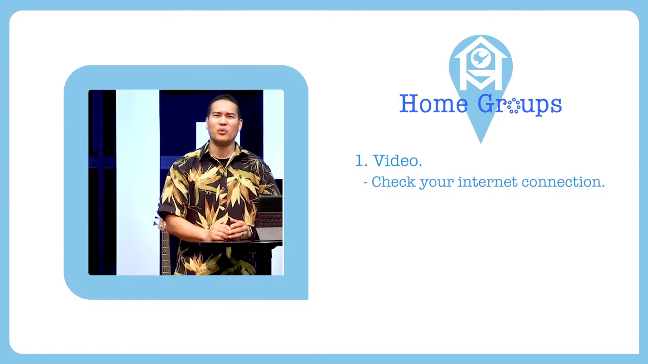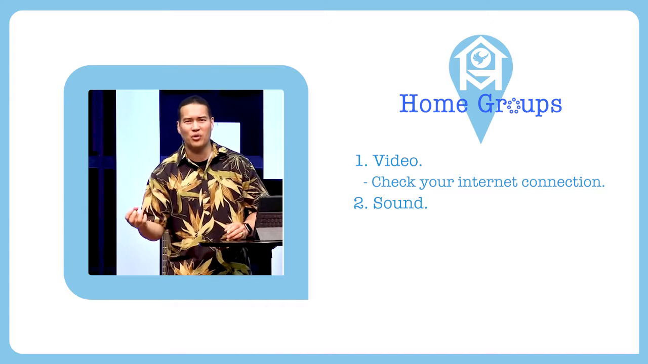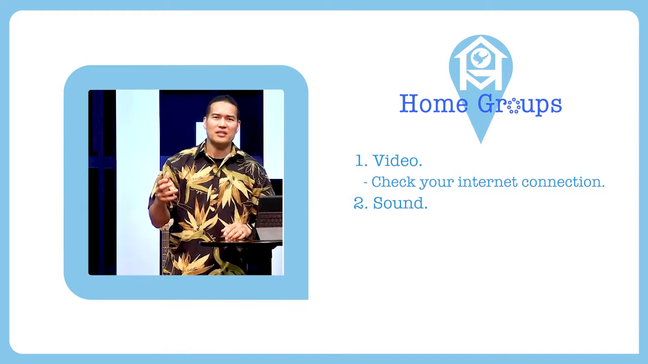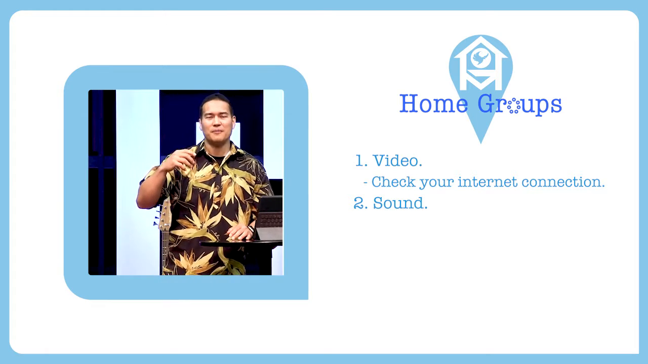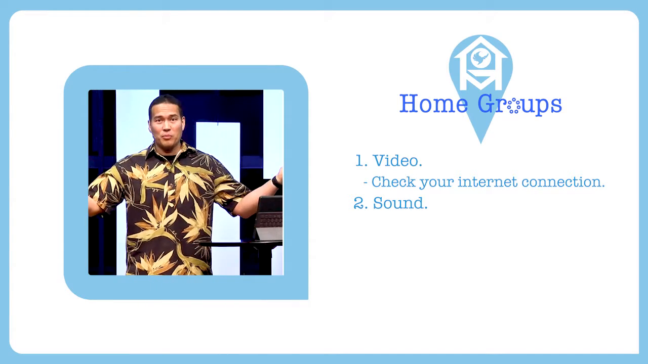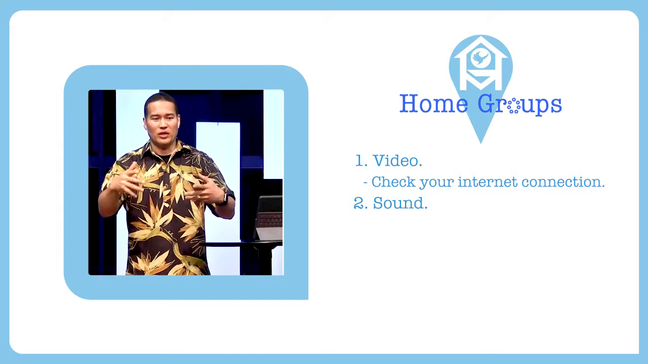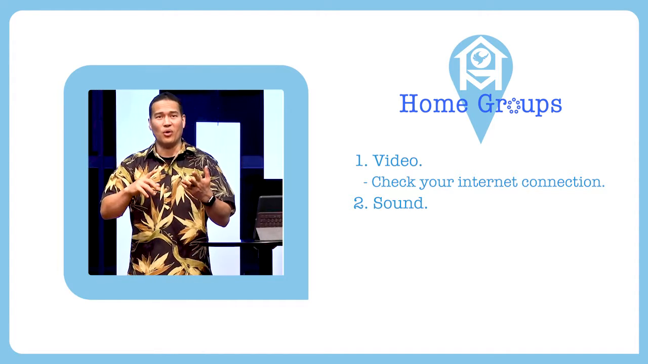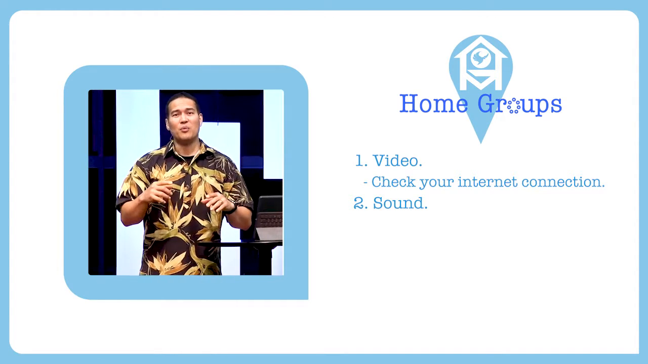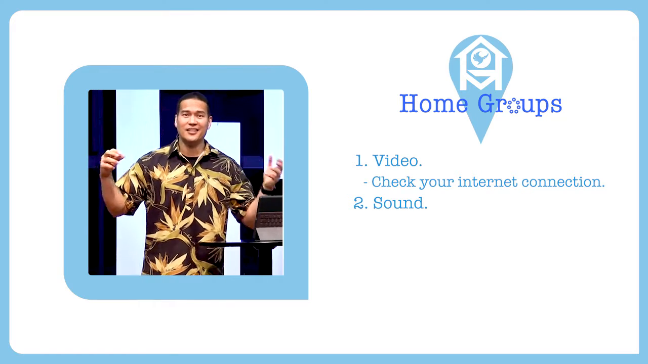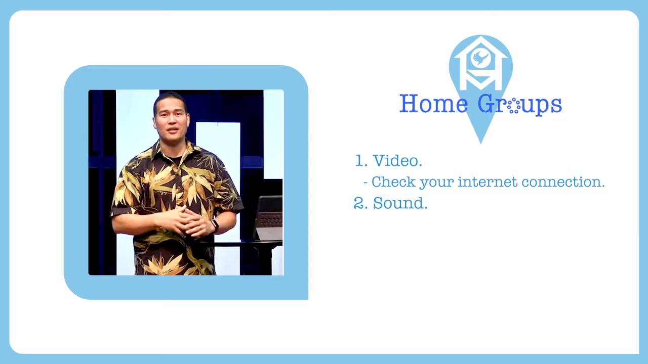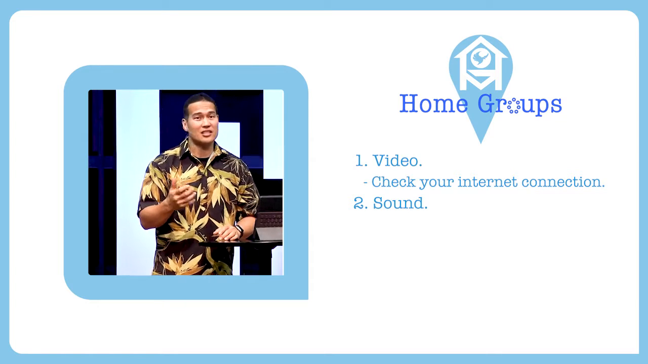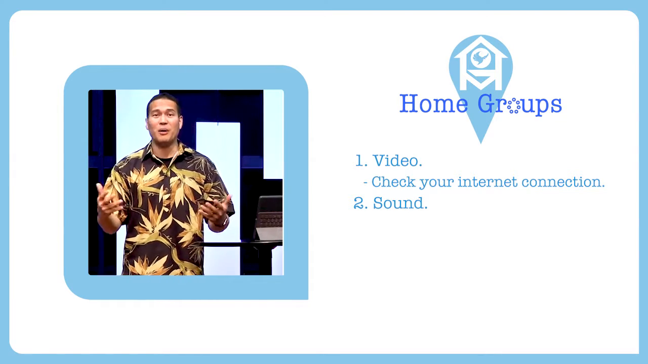But the other one is sound. What do you do when it's too loud, too soft, distorted? Well, there are multiple things that take place when it comes to sound. And because we have different variables that come in, when it's too soft, too loud, or distorted, we have to find out on which side the problem is. Sometimes it's on our end, sometimes it's on your end. Sometimes it's just simply putting your volume up.